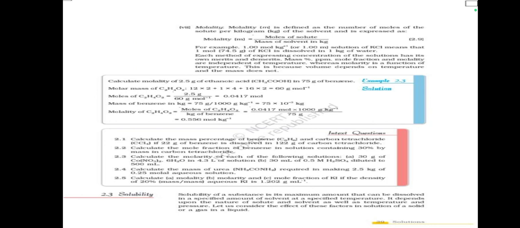Solubility of a substance is its maximum amount that can be dissolved in a specified amount of solvent at a specified temperature. It depends upon the nature of solute and solvent as well as temperature and pressure. Let us consider the effect of these factors in the solution of a solid or a gas in a liquid. Solubility of a solid in a liquid.